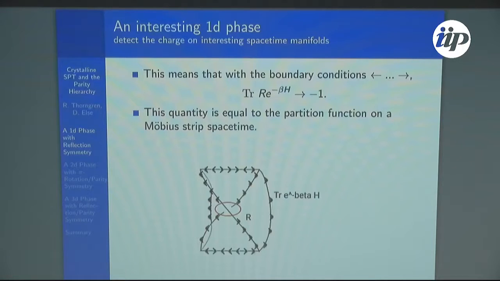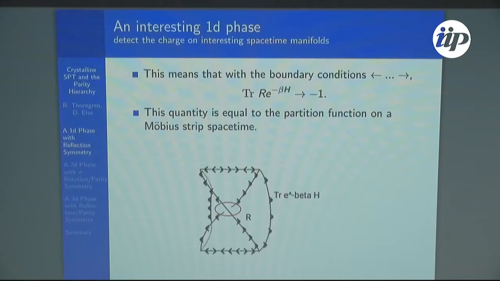And if you think about this in a space-time language, then what you do is you take your space, which for us is just an interval, and then you have a circular time direction, and you insert the symmetry operator at some point in time. And you compute the partition function on that background. Well, our symmetry operator acts on space. It flips it around, so when you glue it together, you get this Mobius strip.